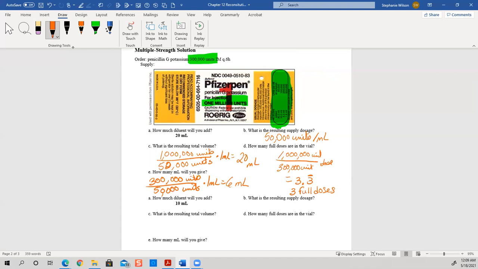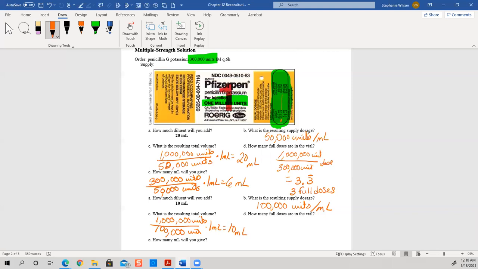Okay, so that answered the question for 20 milliliters. What about the 10 milliliters right here? Well, we're going to dilute 10 milliliters and we will see that we have 100,000 units per milliliter. What is the resulting total volume? Well, we're going to take the 1 million units and divide that by 100,000 times 1 milliliter. And that should give us what, 10 milliliters? Yes, 10 milliliters it is.